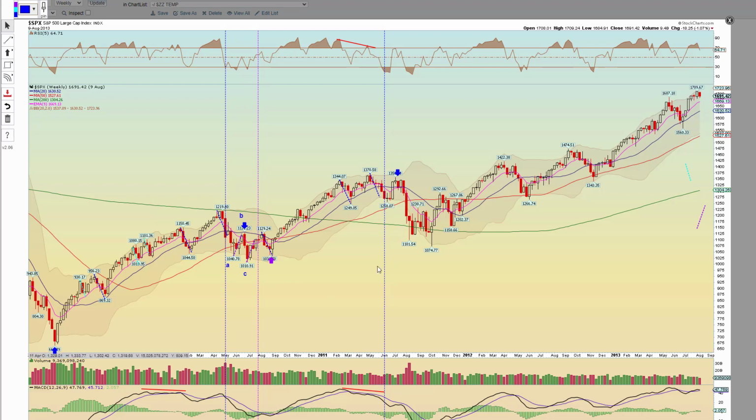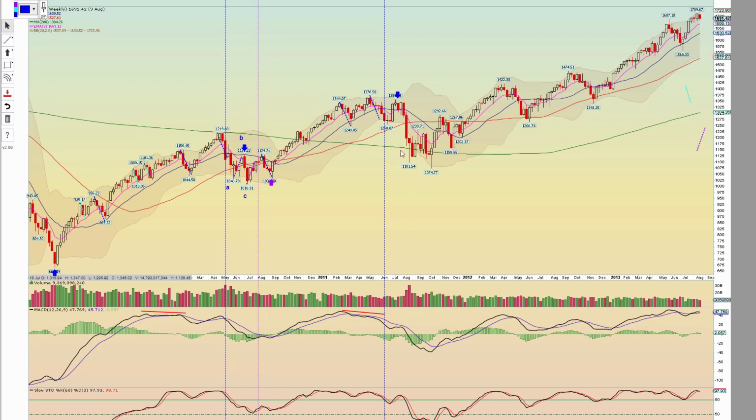This was the 2011 August correction. This was about a 25% correction. Okay, this was a pretty deep one. Now, we do the same thing. Let's measure these bounces. Here's our first rally attempt. Clone that line. What happens?